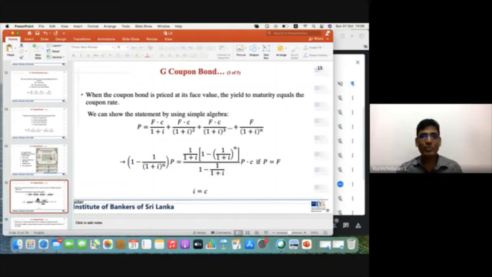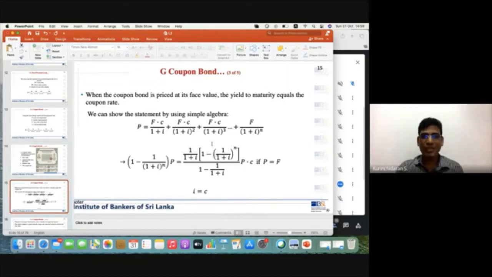The coupon bond is priced at face value. The yield to maturity equals the coupon rate. Make it clear, because here we are talking about the annual coupon, not the half-yearly coupon. This is the annual coupon for simplicity. If that is the annual coupon rate, and you buy a bond at a price equal to the face value, then your coupon rate and the yield to maturity are equal. So that is proved here.